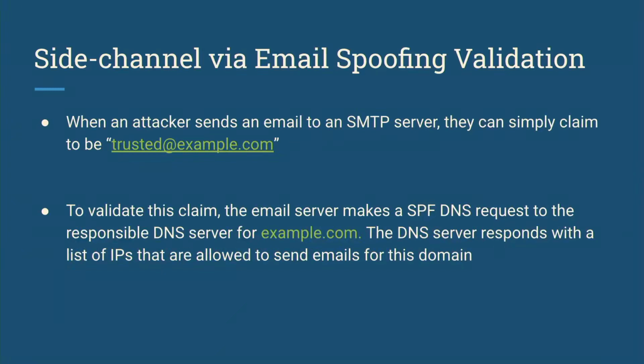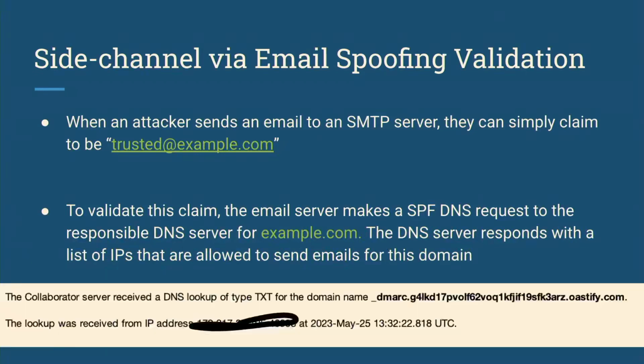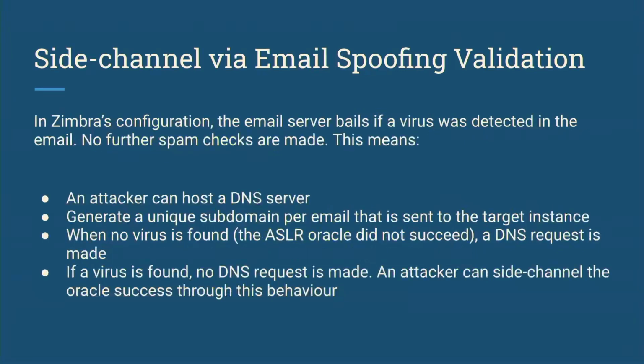And the DNS server then responds with a list of IPs that are allowed to send emails on behalf of example.com. So we set this up with a collaborator suite where we can see if we just claim to be the following domain as the sender of the email, and the email didn't contain a virus, a DNS lookup is made, and that's how we know that the email was processed. So what we could do as an attacker is host a DNS server, and then we generate a unique subdomain per email that is sent to the target instance.